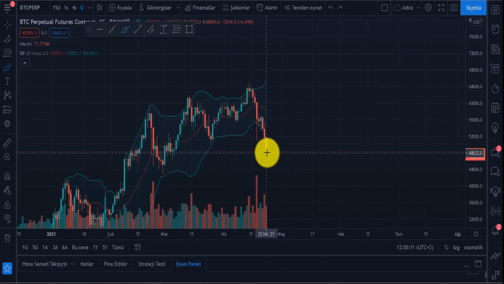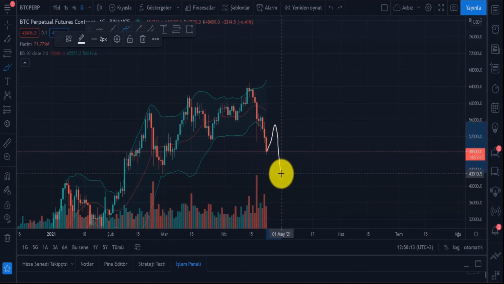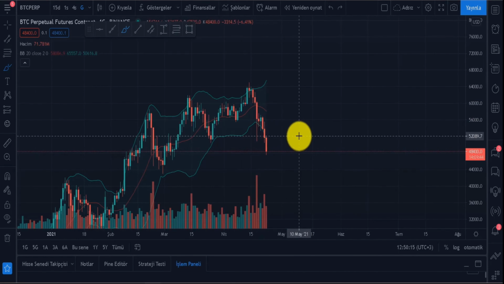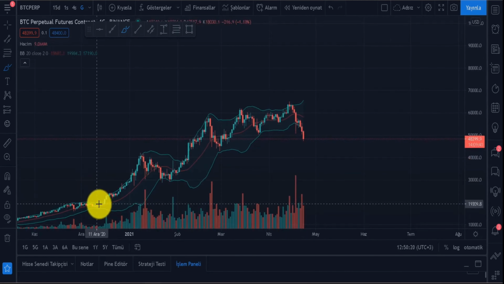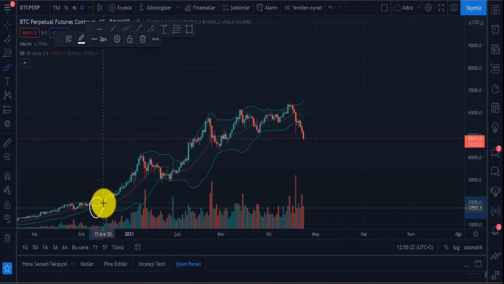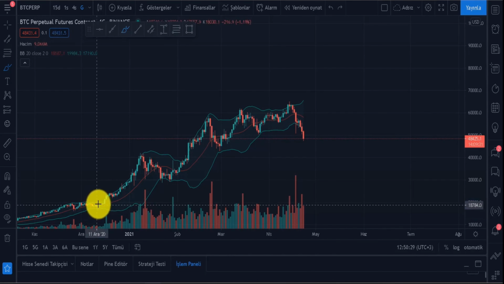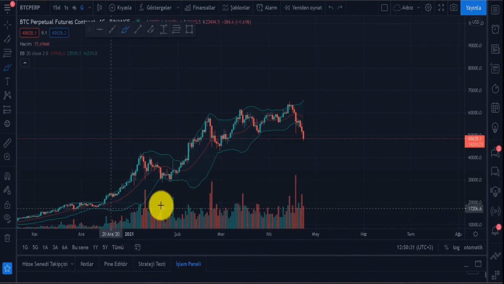So what does this mean, friends? Losses and gains are occurring in large amounts here. Positions should generally be taken when the Bollinger Bands are narrowing. As you can see here, for example, there is a significant narrowing. Here, a direction should be determined by identifying other indicators, and a position should be taken accordingly.